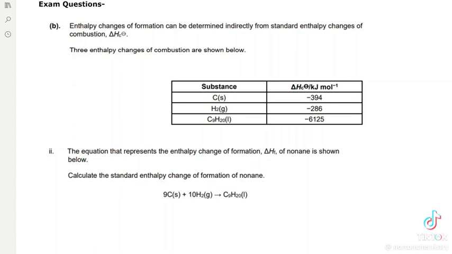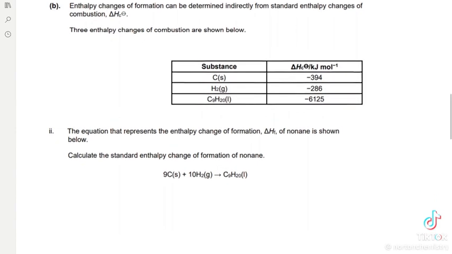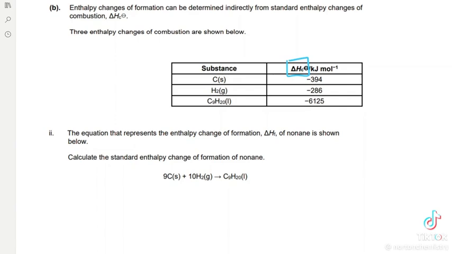So remember the definition of the enthalpy change of formation is the enthalpy change when 1 mole of a compound is formed from its constituent elements. So we're forming 1 mole of nonane from its elements. So we need to draw a combustion cycle because we have been given combustion values in the question. So that means that we need to have downward arrows.